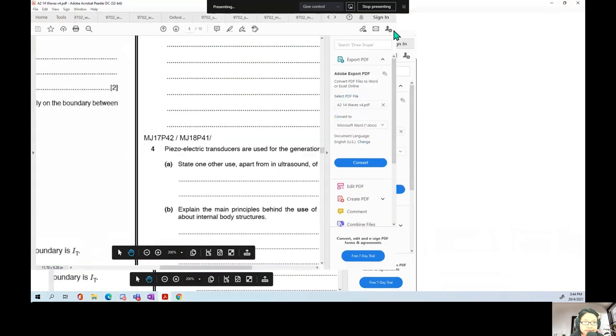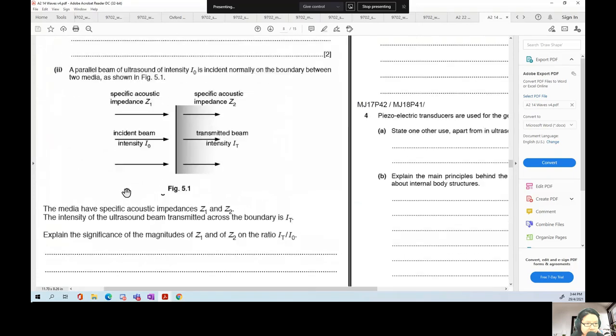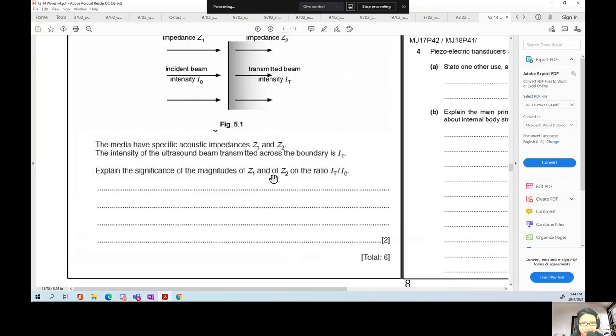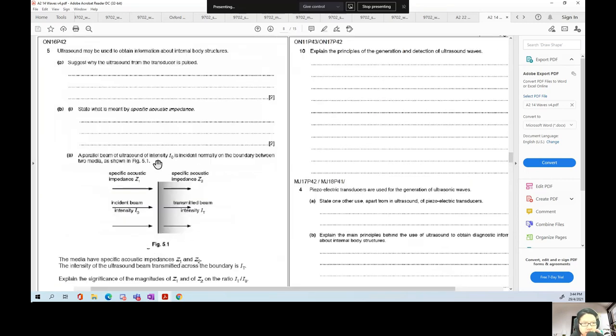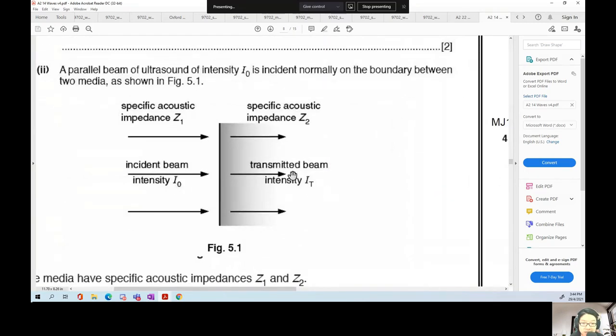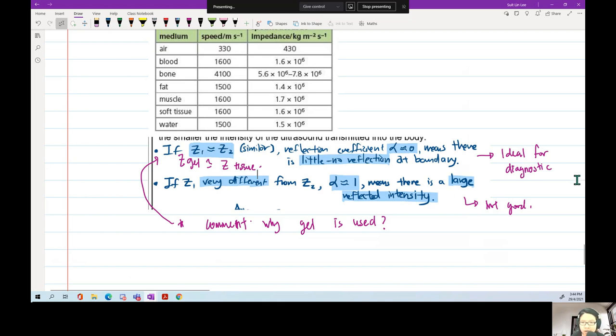Okay, let's see. Let's speed run. There we go. Explain the significance of the magnitudes of Z1 and Z2. Okay. So the only thing that I want to caution you is sometimes they talk about the transmitted, sometimes they talk about the reflected. If a lot is reflected, then not many is transmitted. If a lot is transmitted, then not much is reflected. So if you want to top up on this one, little to no reflection, most ultrasound is transmitted.